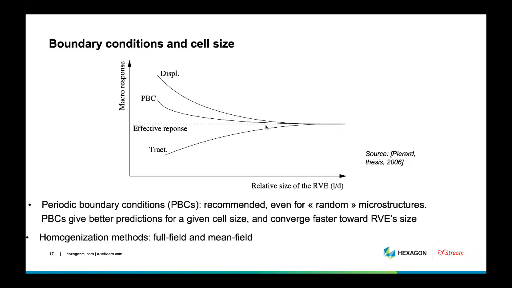Now, I said that we need to have a representative volume element and we apply some boundary conditions here. But we need to make sure that we really have a representative volume element. So this is a schematic of how it can be measured, if you like. Let's say that this is the effective response, okay? For instance, this is the effective Young's modulus. This is the homogenized Young's modulus that you obtain, let's say, experimentally. This is an exact result.